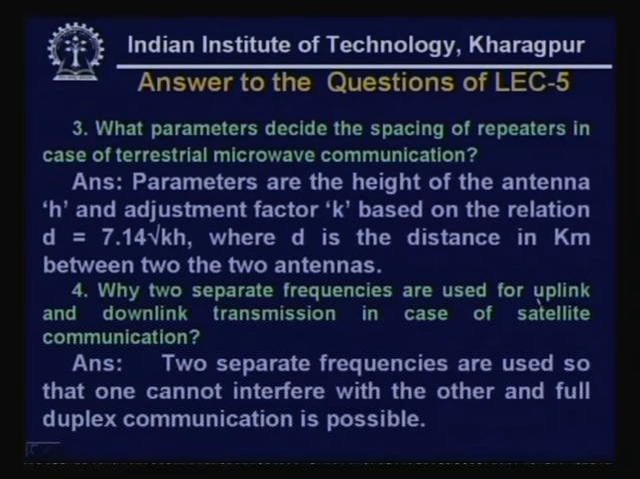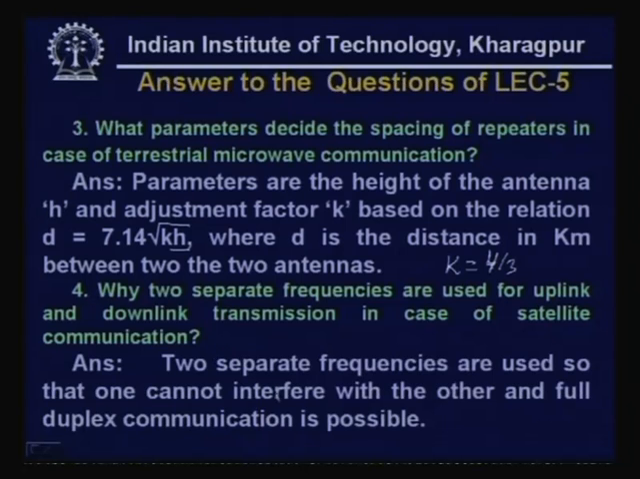The third question was, what parameters decide the spacing of repeaters in case of terrestrial microwave communication? The parameters are the height of the antenna h and the adjustment factor k, based on the relationship d = 7.14 root kh, where d is the distance in kilometers between the two antennas. Based on the height of the antenna used, one can calculate the distance, and usually the value of k, as you know, is equal to 4 by 3.